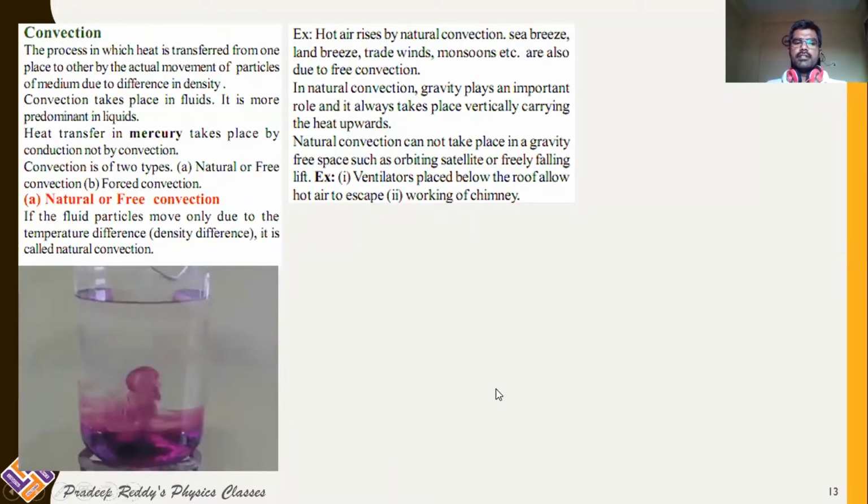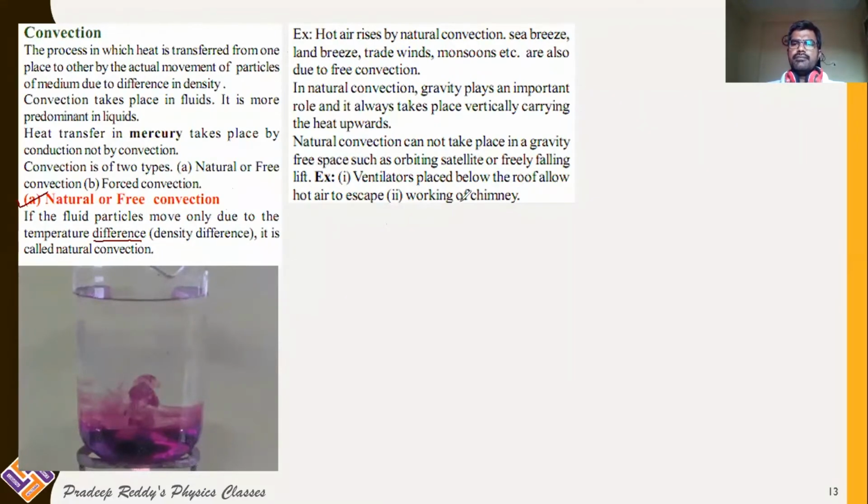This is the process of convection, where liquid molecules change their position from bottom to top, and the top molecules replace the bottom molecules. This is the process of convection. And in convection, there are two types. It is natural convection or free convection, and the other is forced convection. In the case of natural convection, the fluid particles move only due to temperature difference. There is no other effect. Only due to temperature difference, if the molecules are transferred from one region to another, that is said to be natural convection or free convection.